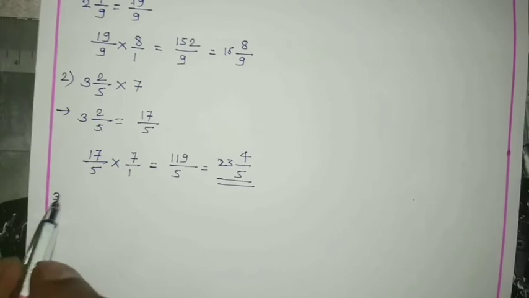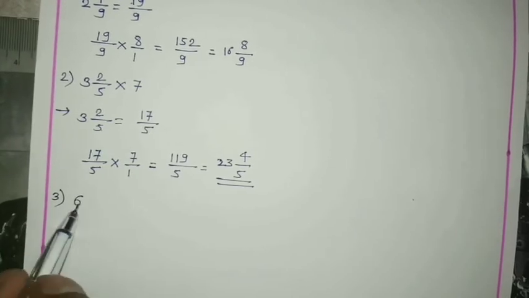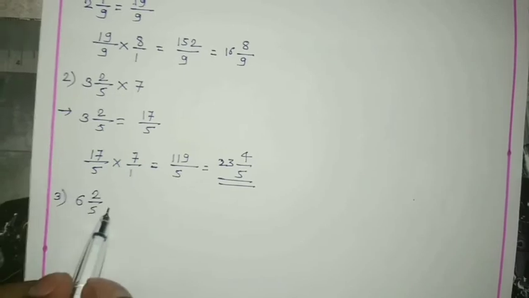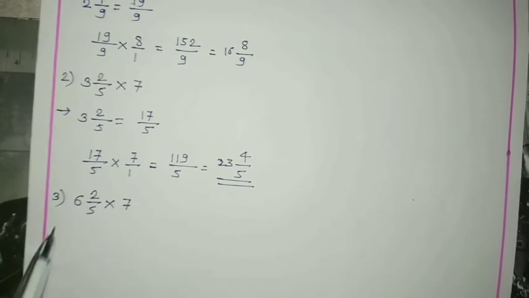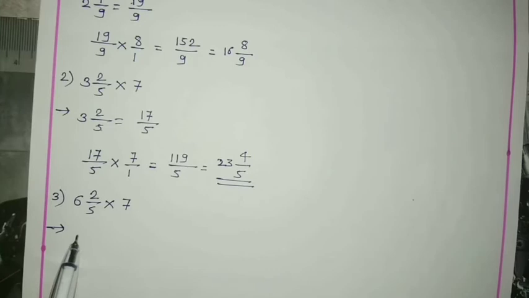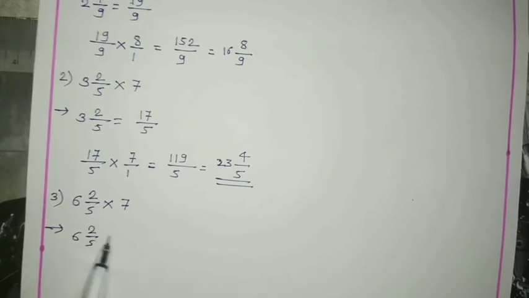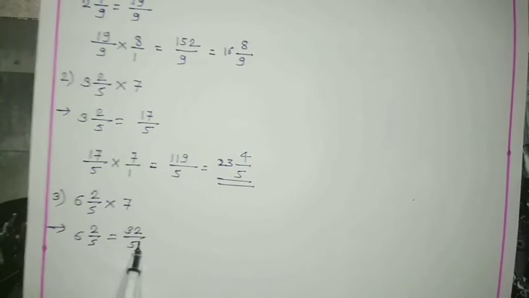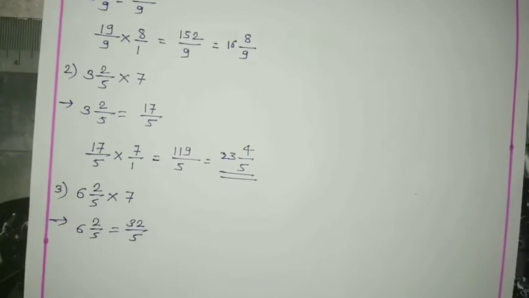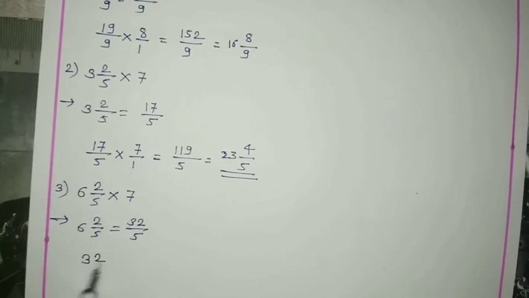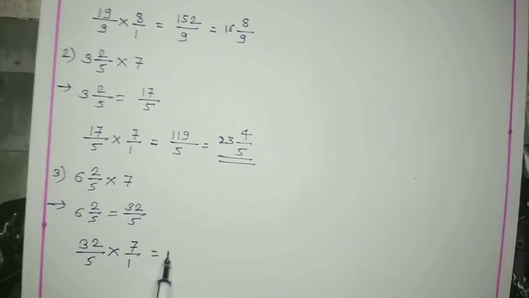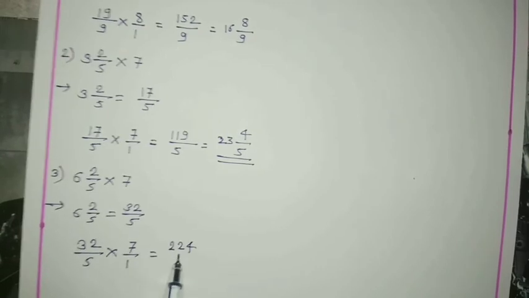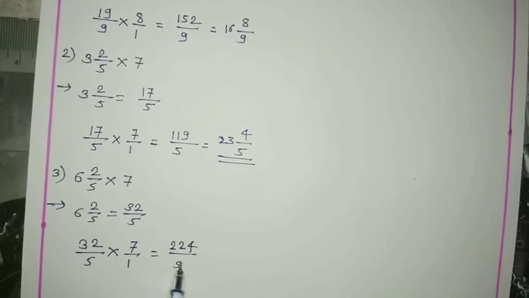Then the third question, 6 2 by 5 into 7. So first we convert this mixed fraction into a fraction. 6 2 by 5. So 6 into 5, 30. 30 plus 2, 32 divided by 5. So then we have to first find the product of this. So 32 divided by 5 into 7 divided by 1. So 32 into 7 is 224, and 5 into 1, 5.